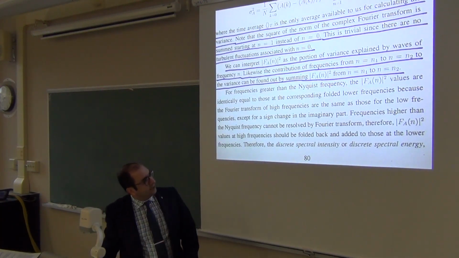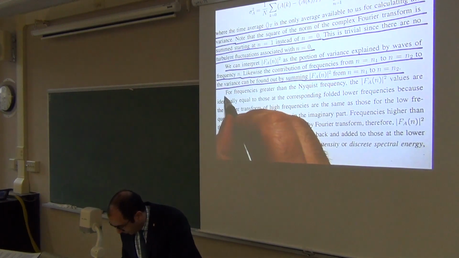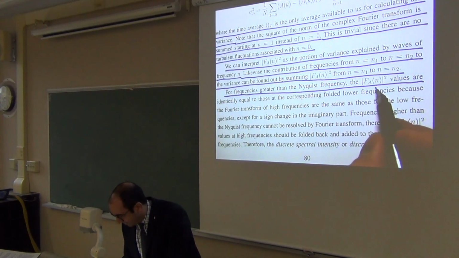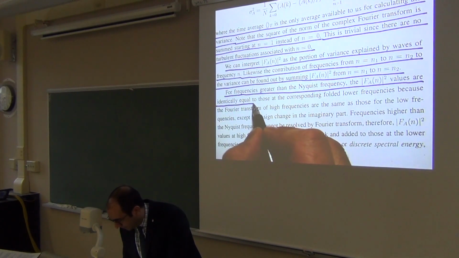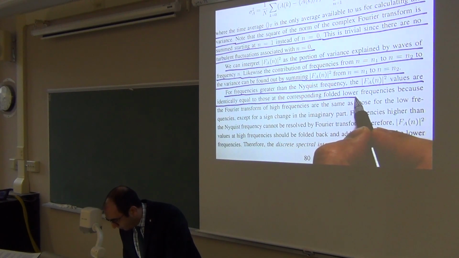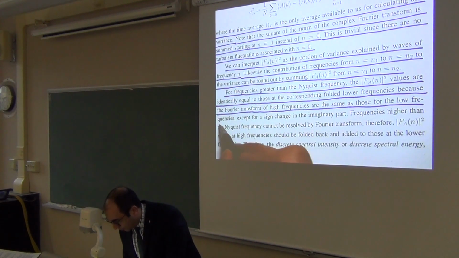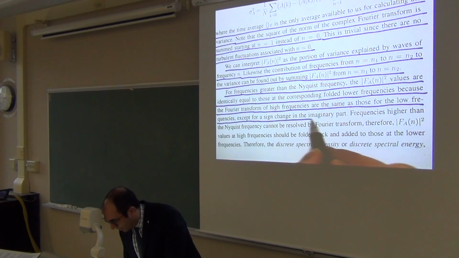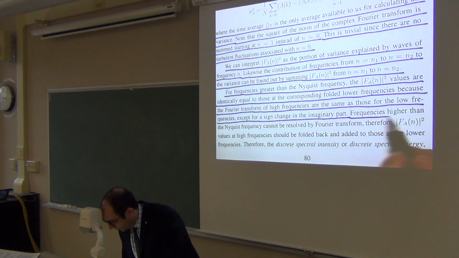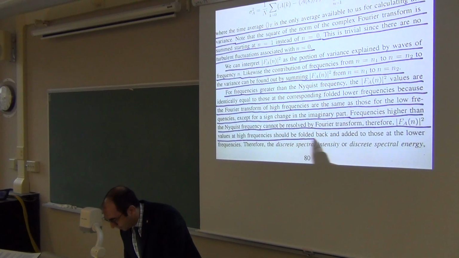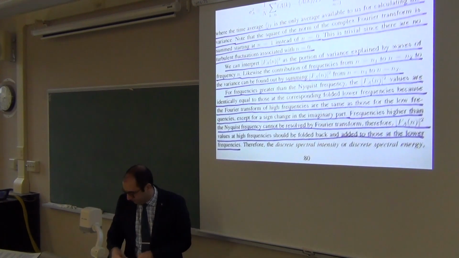For frequencies greater than the Nyquist frequency, there are some problems. I couldn't measure them, remember? Then these terms are identically equal to those at the corresponding folded lower frequencies, because the Fourier transform of high frequencies are the same as those of the lower frequency, except for a sign change. Frequencies higher than the Nyquist frequency cannot be resolved by the transform. So these values at high frequencies are actually folded back. These are the values that are artificially measured.